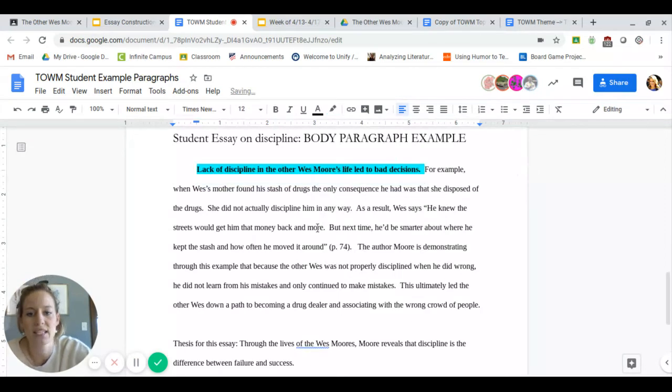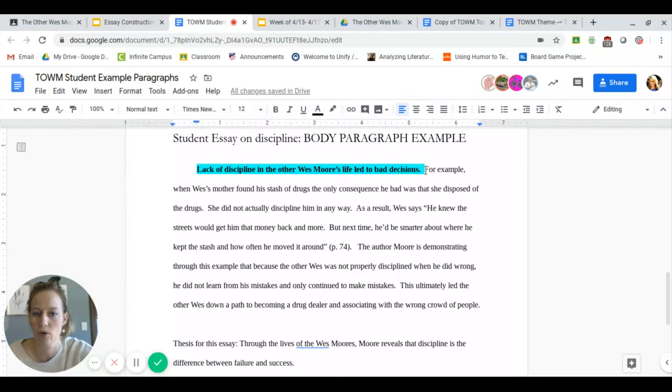So the lack of discipline in the other Wes Moore's life led to bad decisions. Now here's the support, which remember is what further explains your claim. It gives your reader context to understand exactly what you're about to tell them and what evidence you're going to use. So for example, when Wes's mother found his stash of drugs, the only consequence he had was that she disposed of the drugs. She did not actually discipline him in any way.